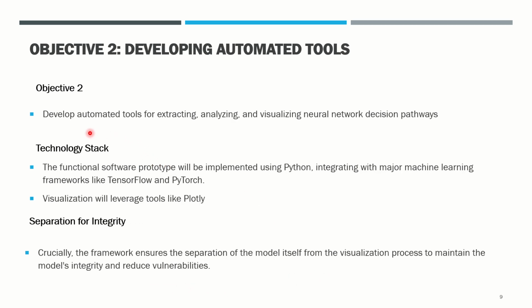Objective 2, we need to develop automated tools for extracting, analyzing, and visualizing neural network decision pathways. The technology that we use is a functional software prototype implemented using Python, integrating various machine learning frameworks like TensorFlow and PyTorch. Visualization will leverage tools like Plotly. It's important to separate the models and the framework, because the framework ensures separation of the model from the visualization process to maintain the model's integrity and reduce vulnerabilities of the model itself.